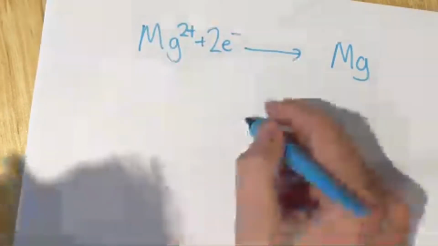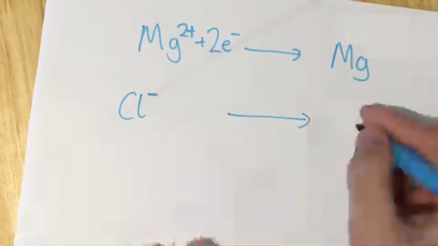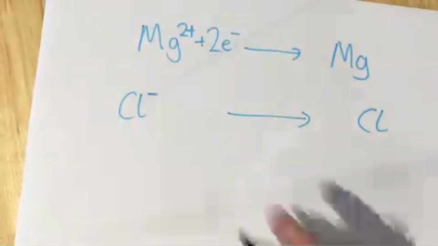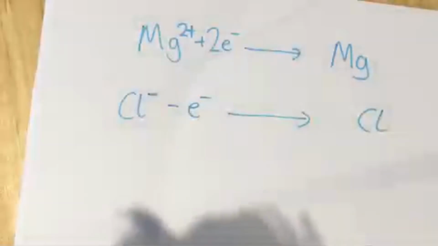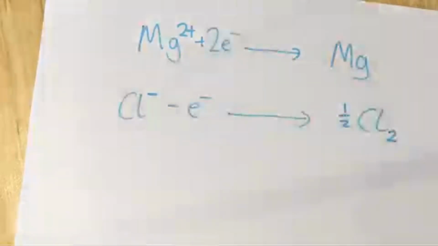On the other side, if I had something like a chloride ion, to get back to a chlorine atom, you're going to lose an electron, and that gives us a chlorine. Now this one's actually a little bit more annoying because chlorine doesn't go round just on its own. It goes round as a diatomic. These are two half equations.